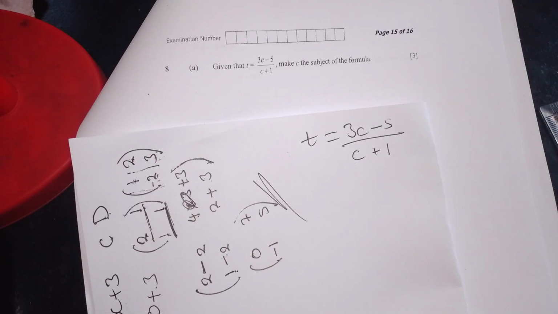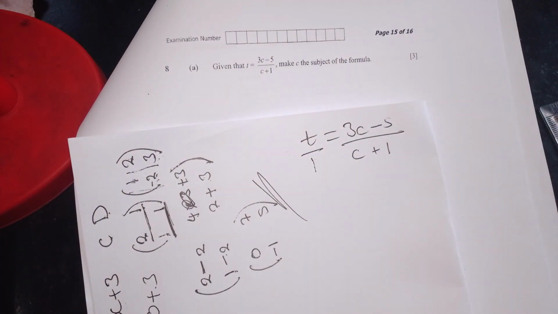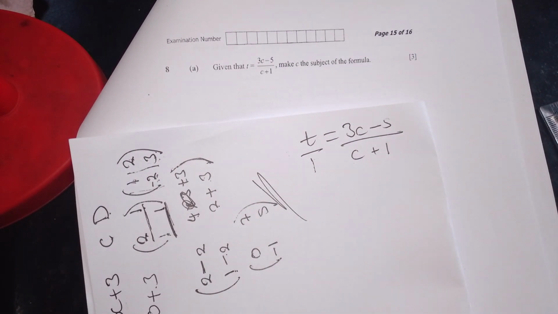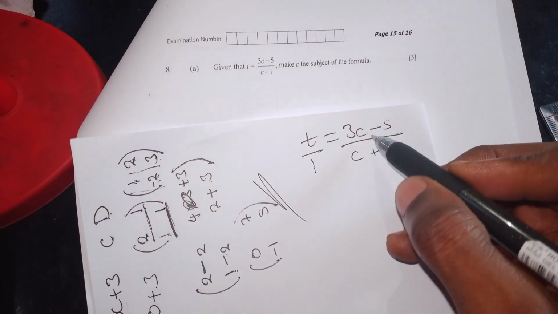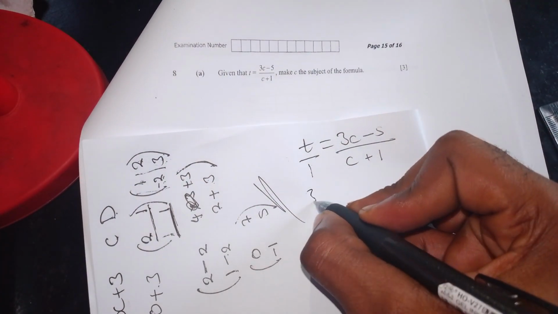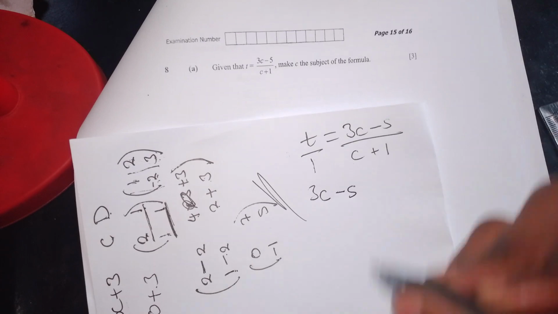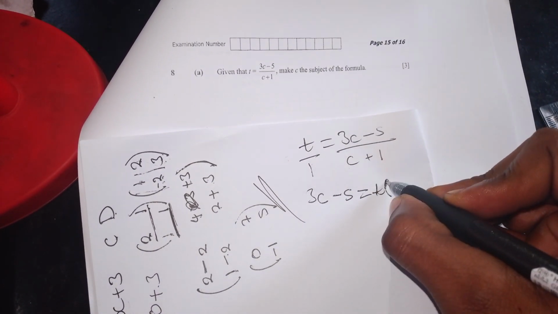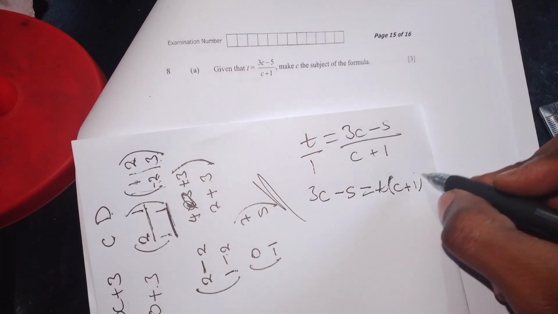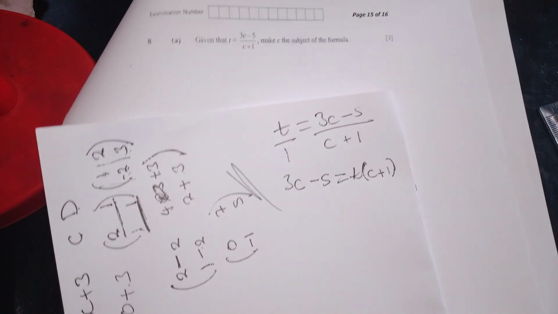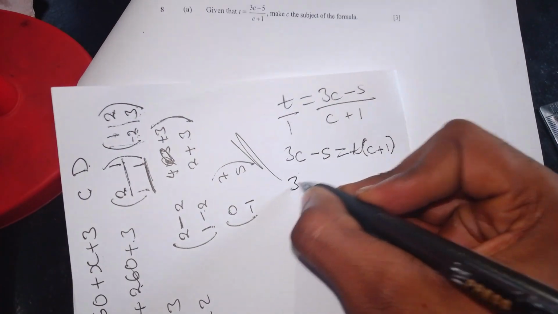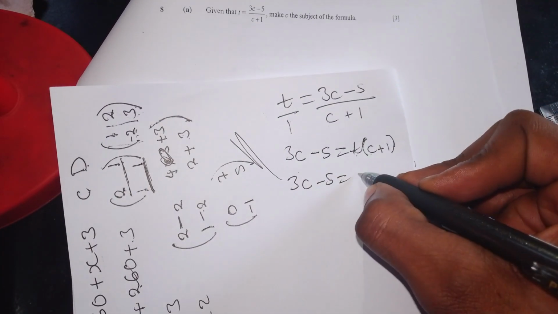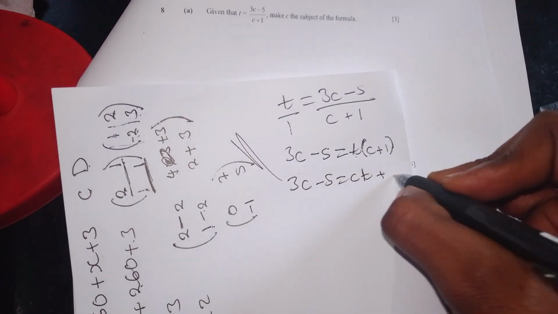The first thing you want to do is to get rid of the fractions by cross multiplying, or multiplying both sides by this. But I strongly recommend cross multiplication. So you can just say this times this will be 3C minus 5, and then this times this. By the way, it doesn't matter which side you start with. You may get answers which may appear different, but technically speaking, they are the same and they are both acceptable. And then we can get rid of the brackets now by saying this times this will be CT, and this times this we have a T.